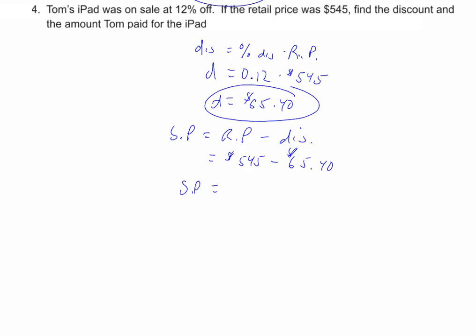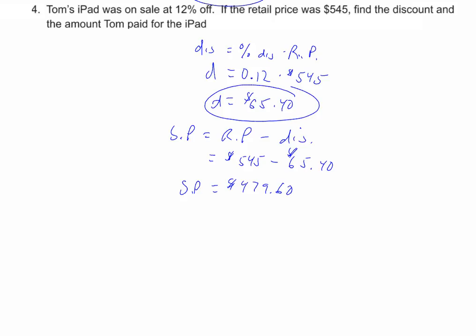Who's punching it out? Hayden, what do you got? $479.60. $479.60 is correct. The ma'ams likes that. We're less than our 545. We're not a ton less. 12% discount sounds good to me, and hopefully to you.